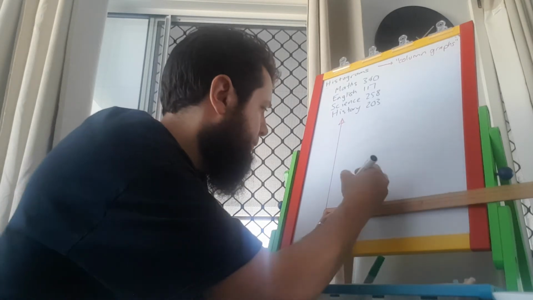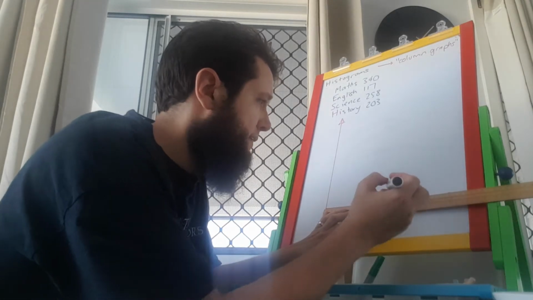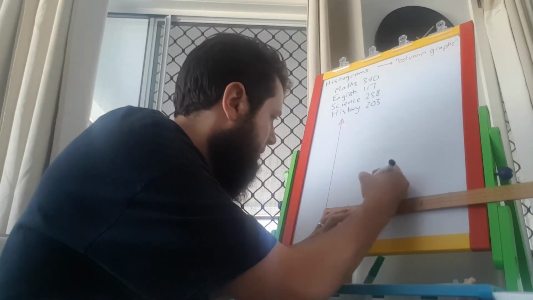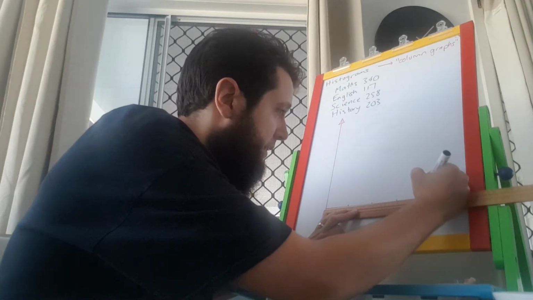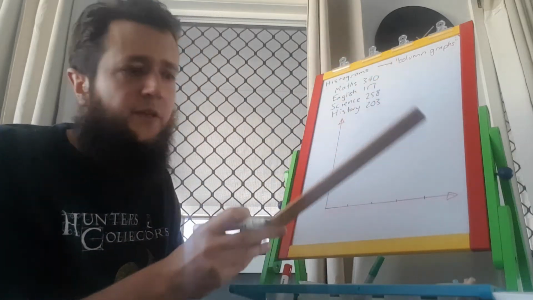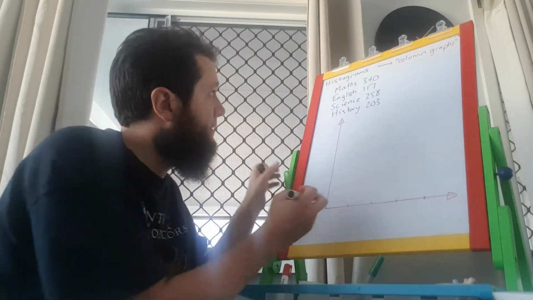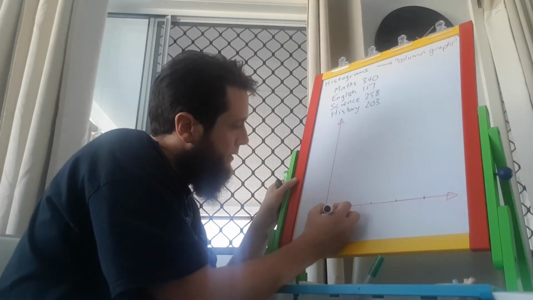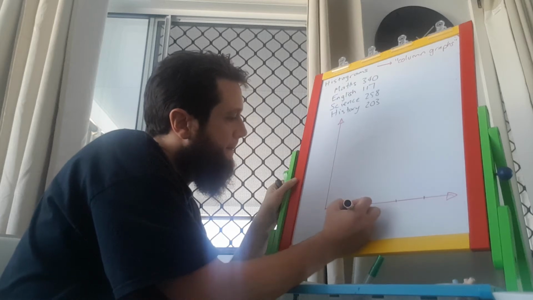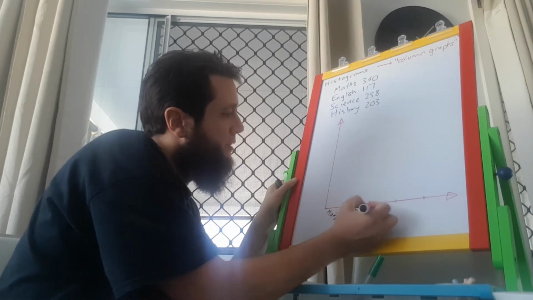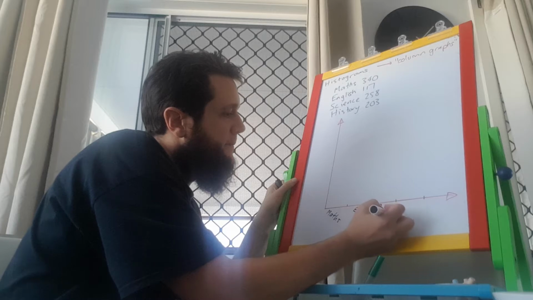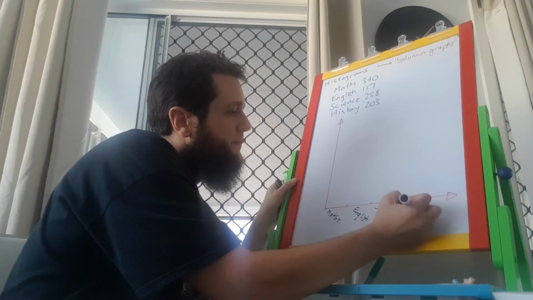I might do them every 6 centimeters. 6 centimeters I'm going to do on mine. So 6, 12, 18, 24 gives me 4 evenly spaced out categories. Maths, English, science, and history.